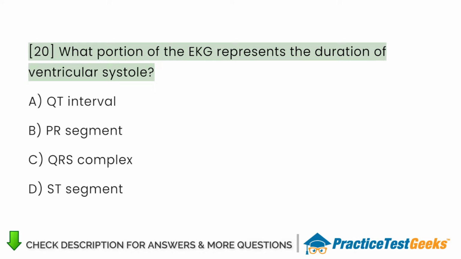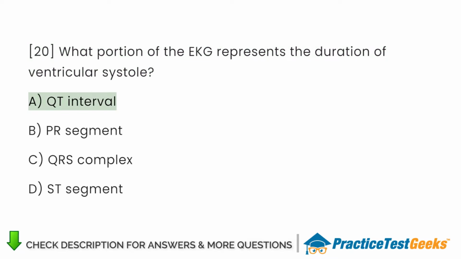What portion of the EKG represents the duration of ventricular systole? A. QT interval. B. PR segment. C. QRS complex. D. ST segment.